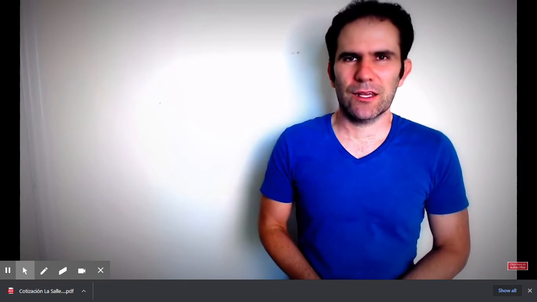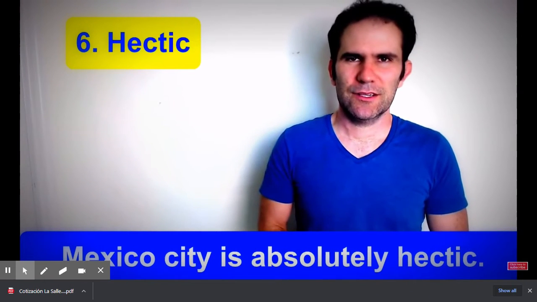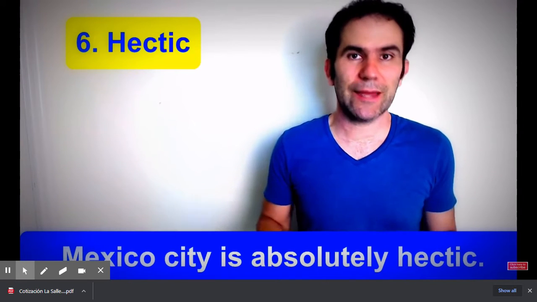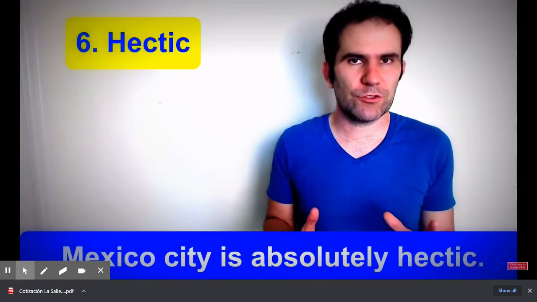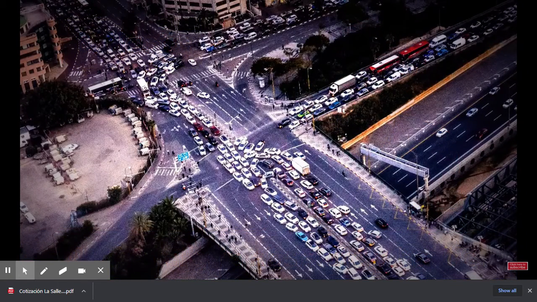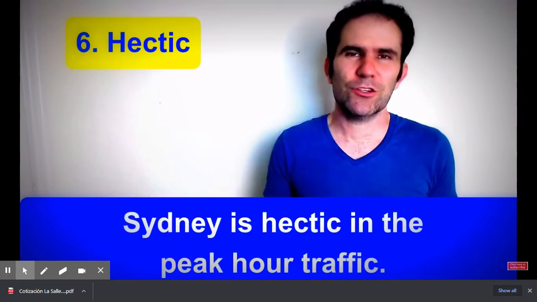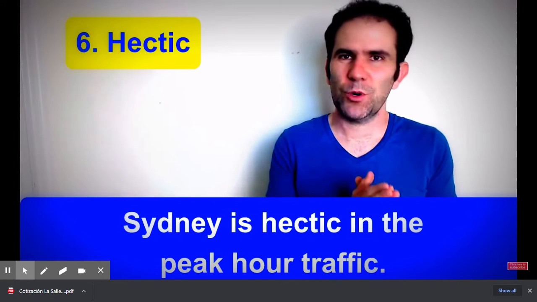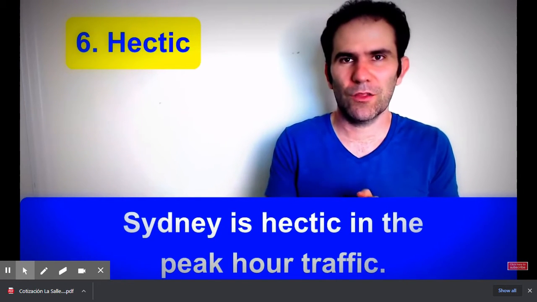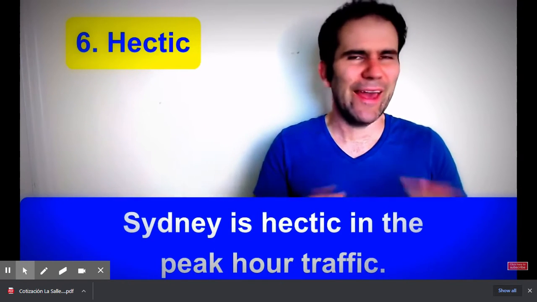Number 6, hectic. Mexico City is absolutely hectic. So hectic means very, very busy and stressful. Usually when there's a lot of traffic and a lot of traffic jams. And it's really difficult to get around, to travel around in the town. Sydney is hectic in the peak hour traffic. Do you know the peak hour traffic? This is the point in the day where it's the busiest on the road because people are going to work or coming home from work. It's hectic.